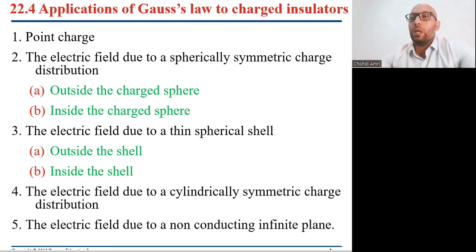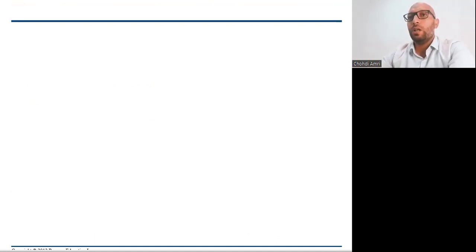And here we will talk about a very long charged wire, and then we will talk about an infinitely long charged cylinder in the volume. The last example that we will discuss is the electric field due to a non-conducting infinite sheet. Okay, so let's make a short review as usual.